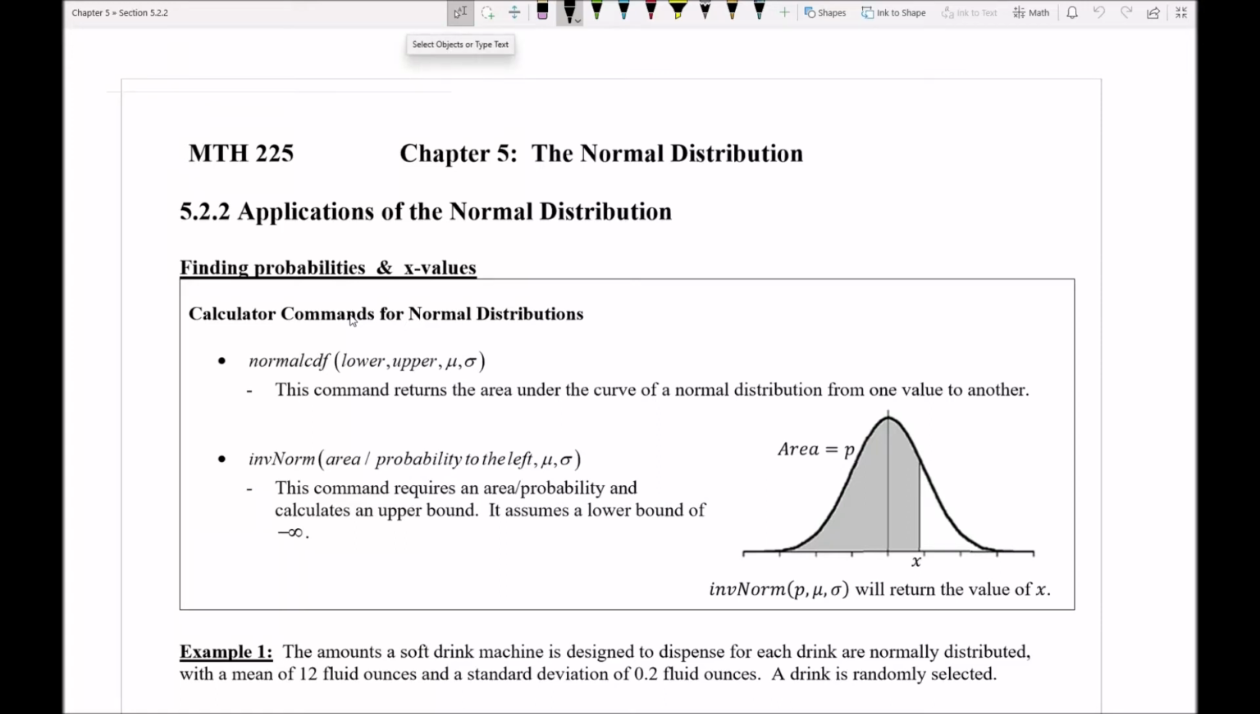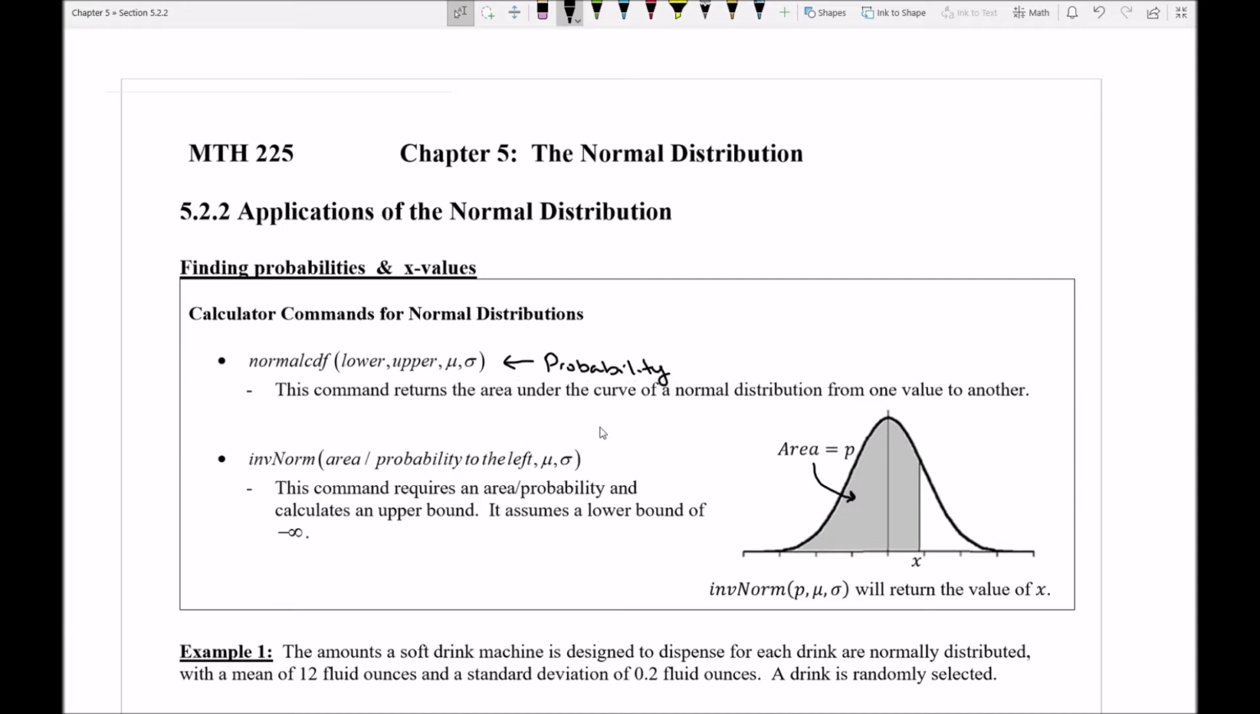In 5.2.2, we're going to continue to talk about the normal distribution, but we're going to begin to add a little bit more in terms of calculator commands. In the last section, we talked about this command right here, the normal CDF. And remember that command was specifically to help us find an area under a curve, or specifically then a probability, which could be represented by a value of p. So it's again super important to keep in mind that this command here will find for us a probability.